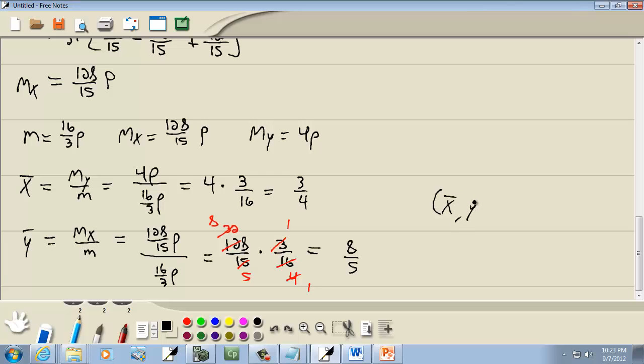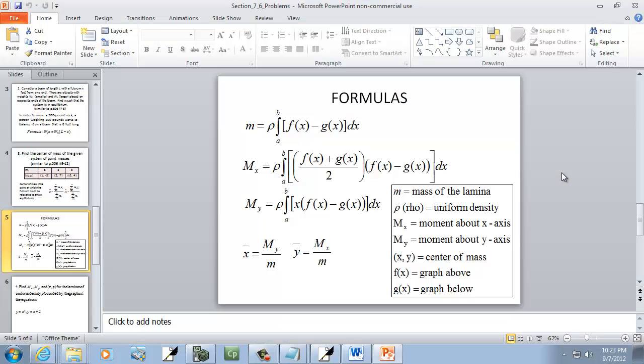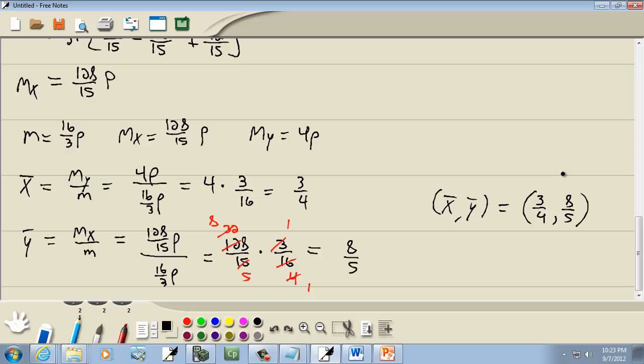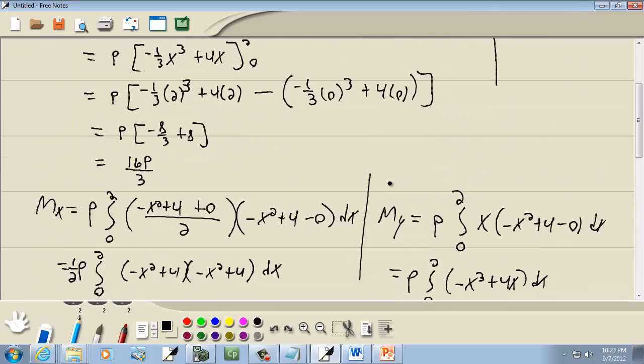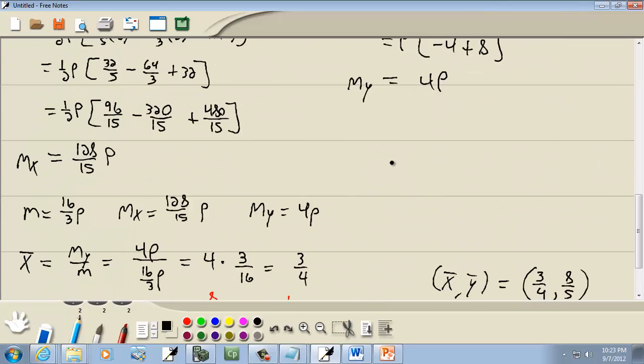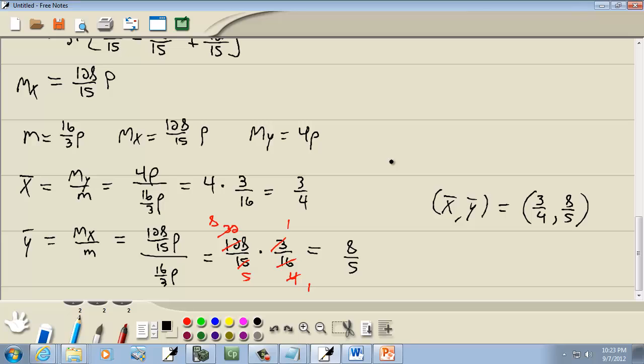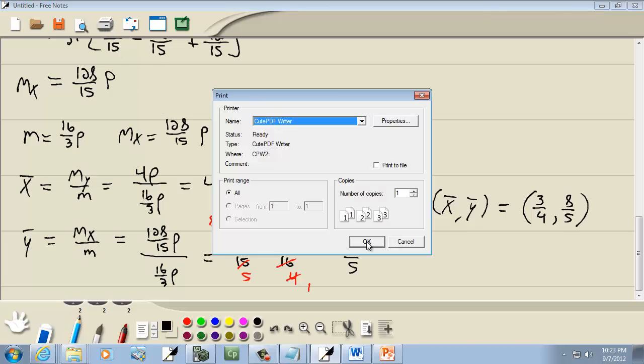So that would give us 3/4 and 8/5. Assuming I didn't make any kind of numerical error up above, adding, subtracting wrong, and so forth. I'll know better once I actually create the paper copy of this, because I'll work it separately and then compare the two. So let me save that before I forget.